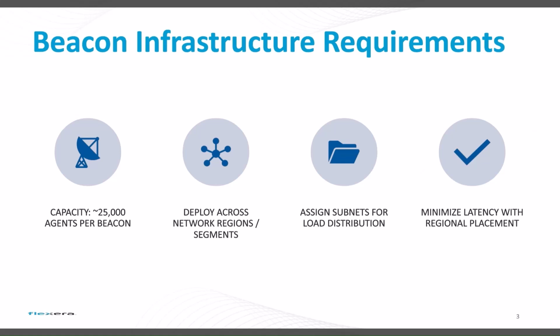When planning beacon deployment, consider capacity. Each beacon can support roughly 25,000 inventory agents. Large or distributed environments should deploy multiple beacons across network regions. Assigning subnets to each beacon helps ensure devices connect to their nearest beacon, reducing latency and improving data reliability.